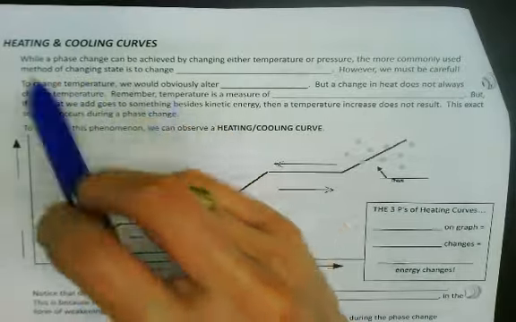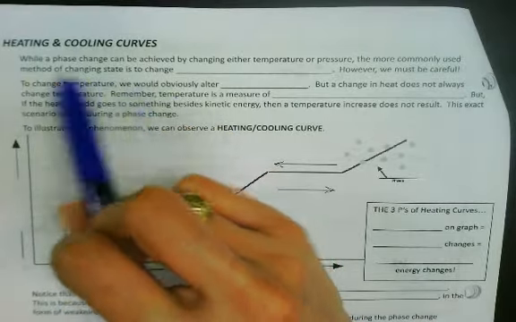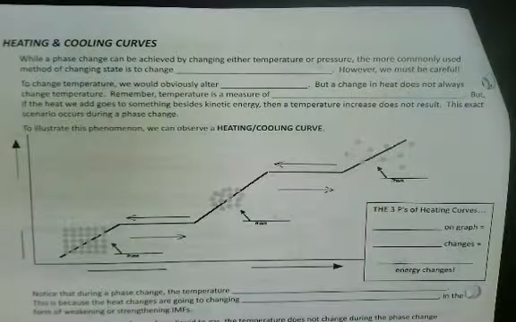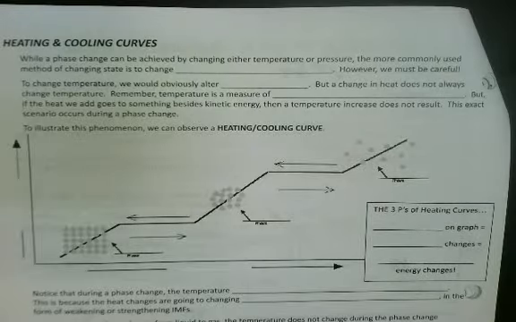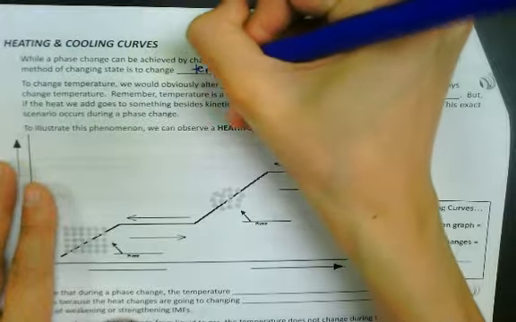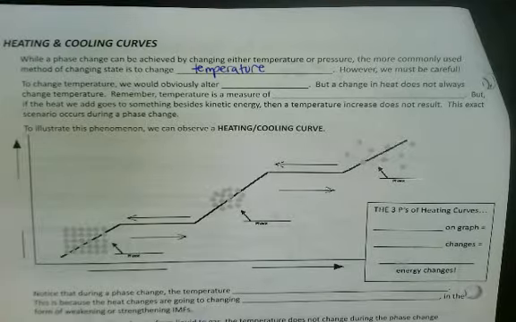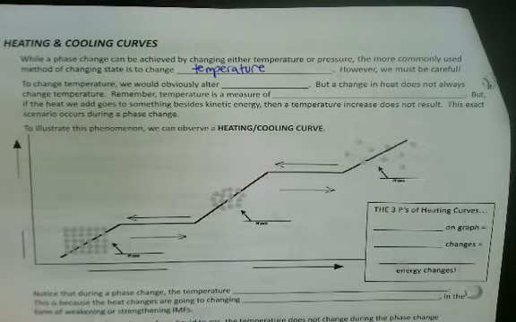So while phase changes can be achieved by changing either temperature or pressure, the more commonly used method of causing a phase change is going to be the changing of temperature. Most of the time, pressure is typically constant for an area. If you're at sea level, for example, the pressure's going to be pretty constant. And so the thing that's going to fluctuate is temperature, and this is a lot easier for us to control if we're trying to cause a phase change.